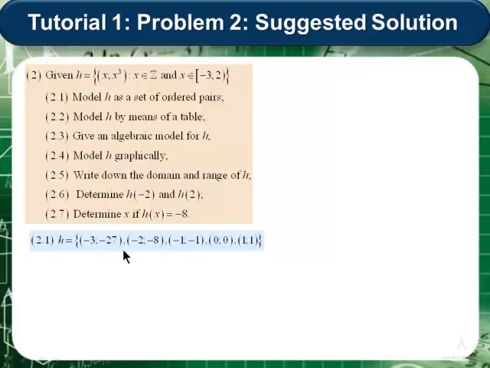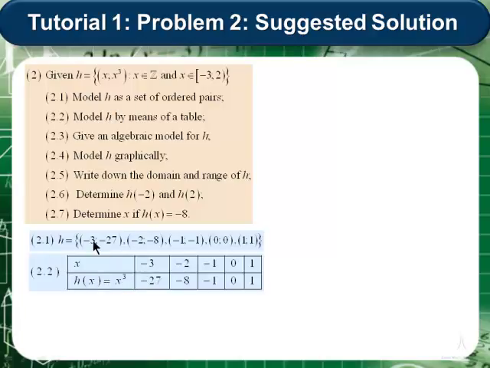As I mentioned earlier, we can only have the inputs -3, -2, -1, 0 and 1, and all you need to do to get the outputs is to square each of these inputs. So this should be pretty clear. Then you need to model it by means of a table. So it's just putting all the inputs in the first row, all the outputs in the second row, and in the columns you put the corresponding inputs and outputs. So it's just a different way of writing that same relation.